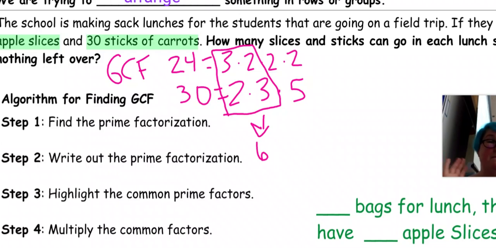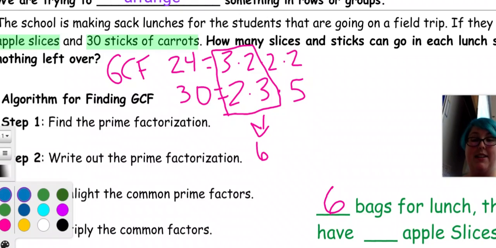Now, much like the Castleguard problems in your workbook, this is not the number of apple slices or carrots. This is the number of bags. This is what we are multiplying those by. So the 6 is telling us we can make 6 bags.